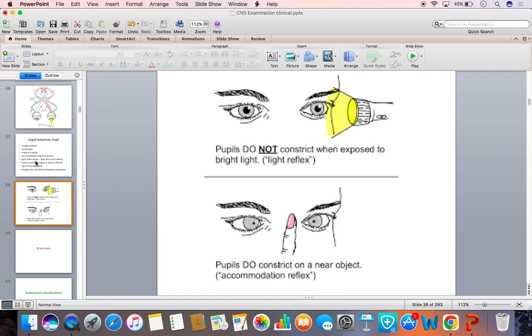If you understand this point, it is very easy to say optic nerve lesion causes the loss of direct reflex. Oculomotor nerve lesion results in the loss of direct as well as the indirect response.